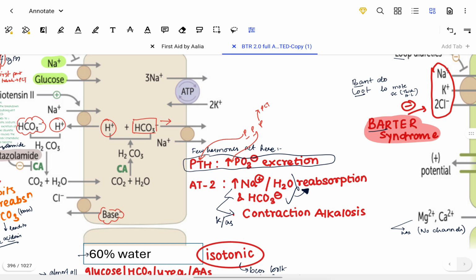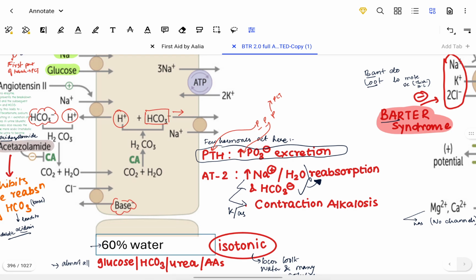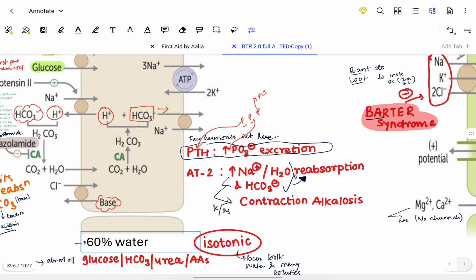Now, angiotensin 2. We already discussed, right? It causes sodium and water reabsorption, and bicarbonate is also being reabsorbed. You see, the whole process was due to angiotensin 2. Now, acetazolamide was just hindering that process. So all of this is known as contraction alkalosis, because bicarbonate is being reabsorbed and you are also causing contraction, like angiotensin does. So, contraction alkalosis.